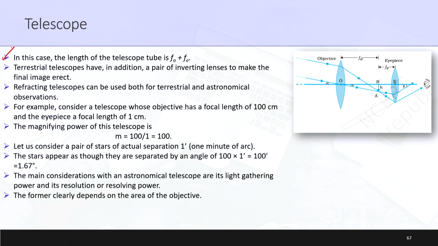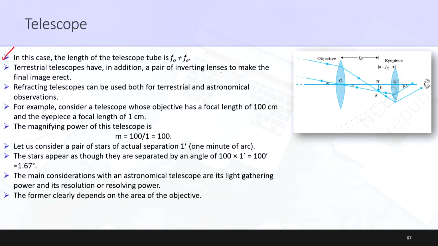Terrestrial telescopes have in addition a pair of inverting lenses to make the final images erect. These are the application parts of the different types of telescopes available in the market. There is one more lens being used here. What does it do? It just inverts the image, so inverting an inverted image gives you an erect image, because as you can see the final image here is inverted. So if you use one more lens here, it can be used to make the inverted image an erect image. Fine. Next, refracting telescopes can be used both for terrestrial and astronomical observation.